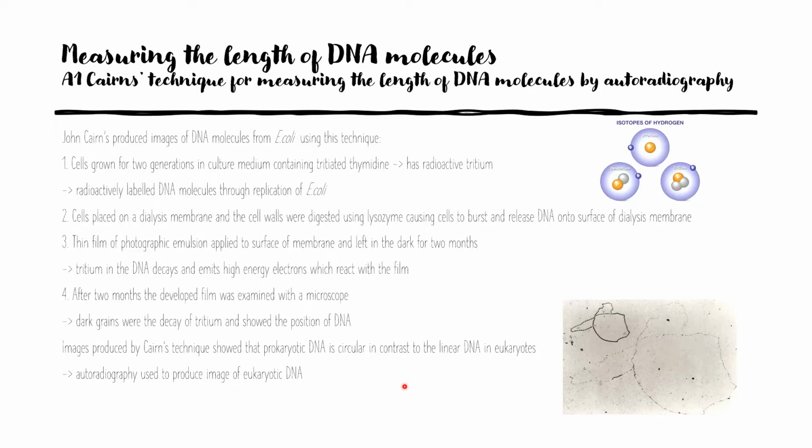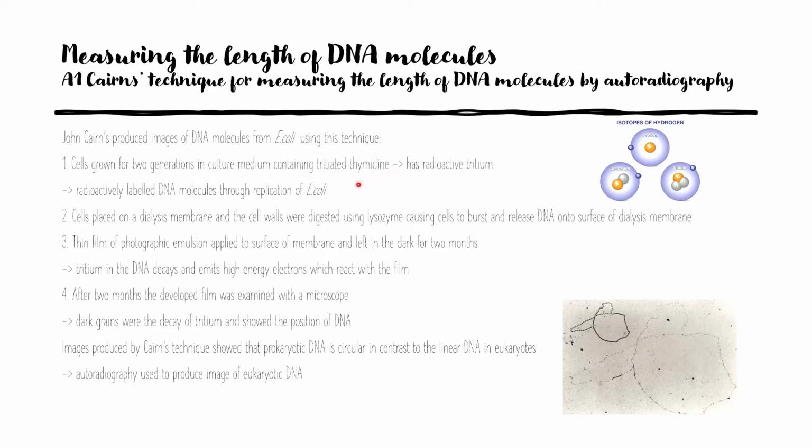Application 1. Cairns technique for measuring the length of DNA molecules. John Cairns produced images of DNA molecules from E. coli using this technique right here. And this technique involved, with step 1, growing cells for 2 generations in culture medium containing tritiated thymidine.